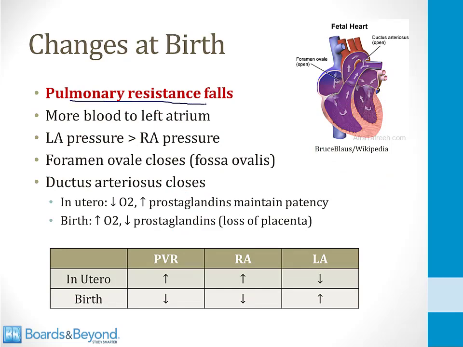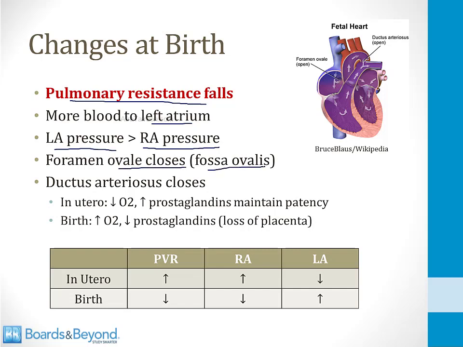The baby takes a breath of air, this starts to remove fluid from the lungs, and the lungs fill with air and the resistance gets much lower. This allows a rush of blood to travel from the right ventricle and pulmonary artery through the lungs. This leads to more blood in the left atrium and it raises the pressure in the left atrium so that it becomes higher than the right atrial pressure. This is going to close the foramen ovale in most cases so that it becomes the fossa ovalis.